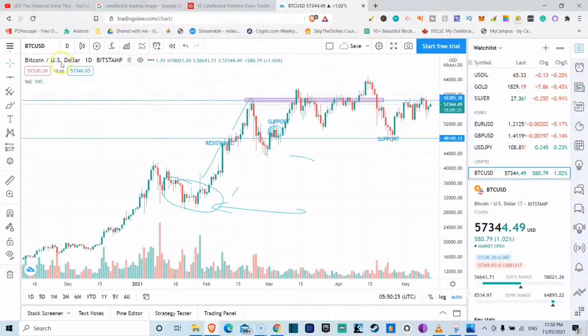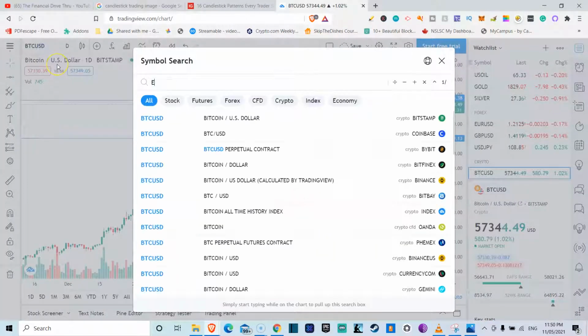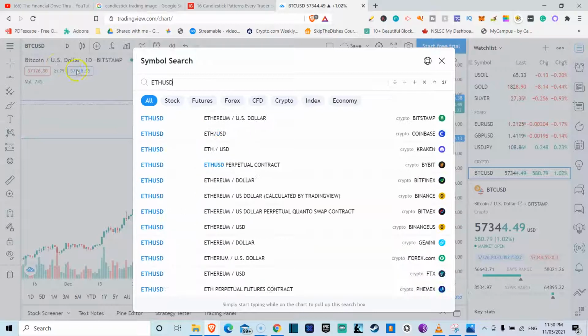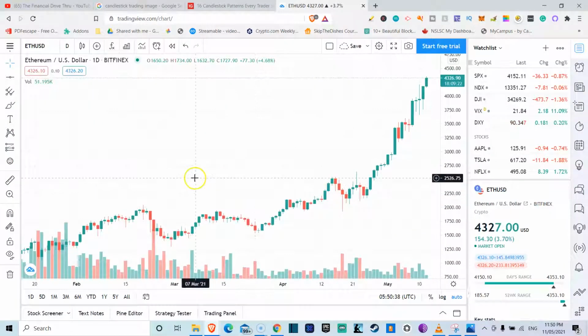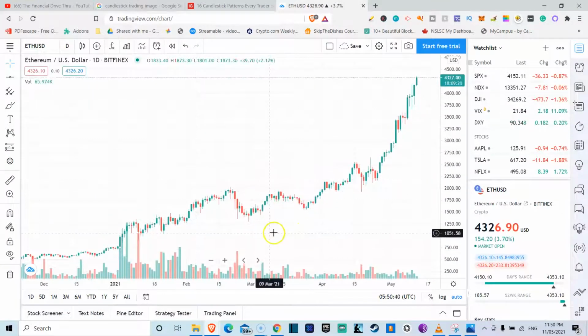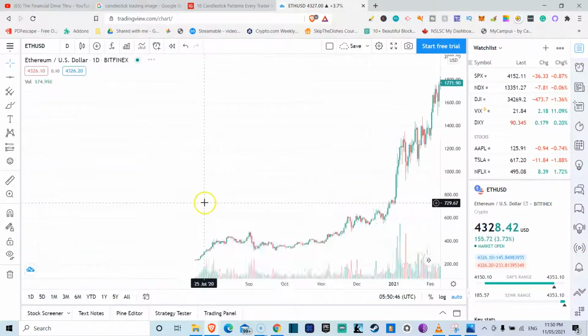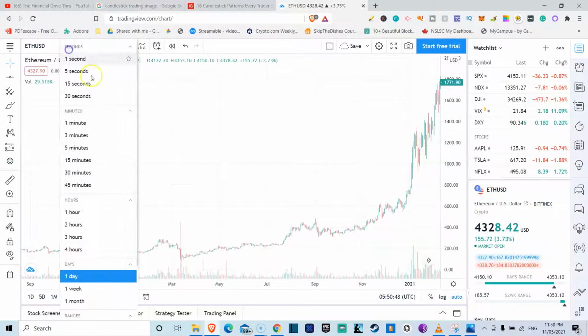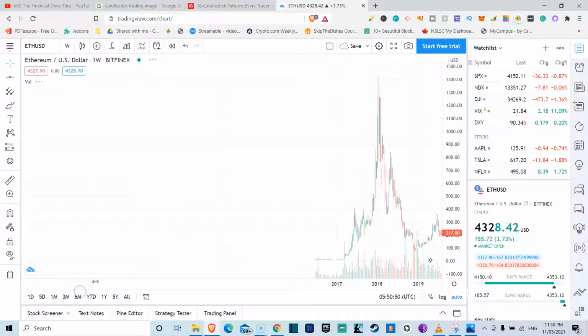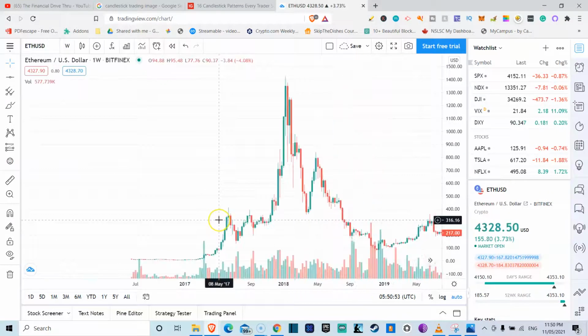Let's take a look at another coin. So in this case, let's look at Ethereum USD. Okay. So Ethereum's been having an absolute blast, 4,300. That is just amazing stuff. But I want to find, let's see if I can go to the weekly chart, for example.